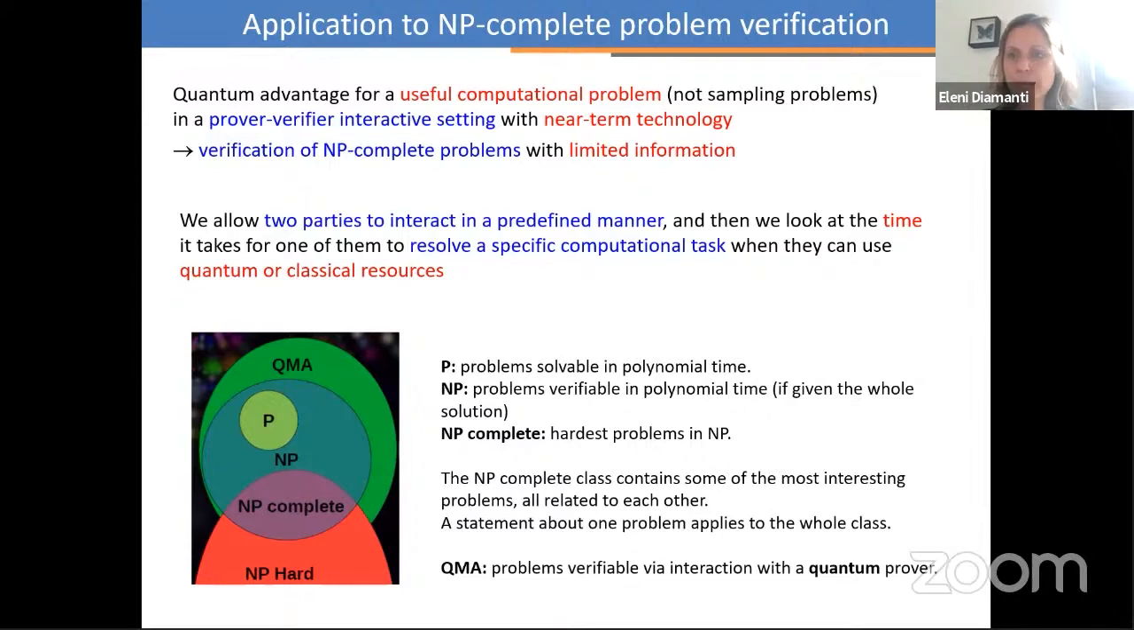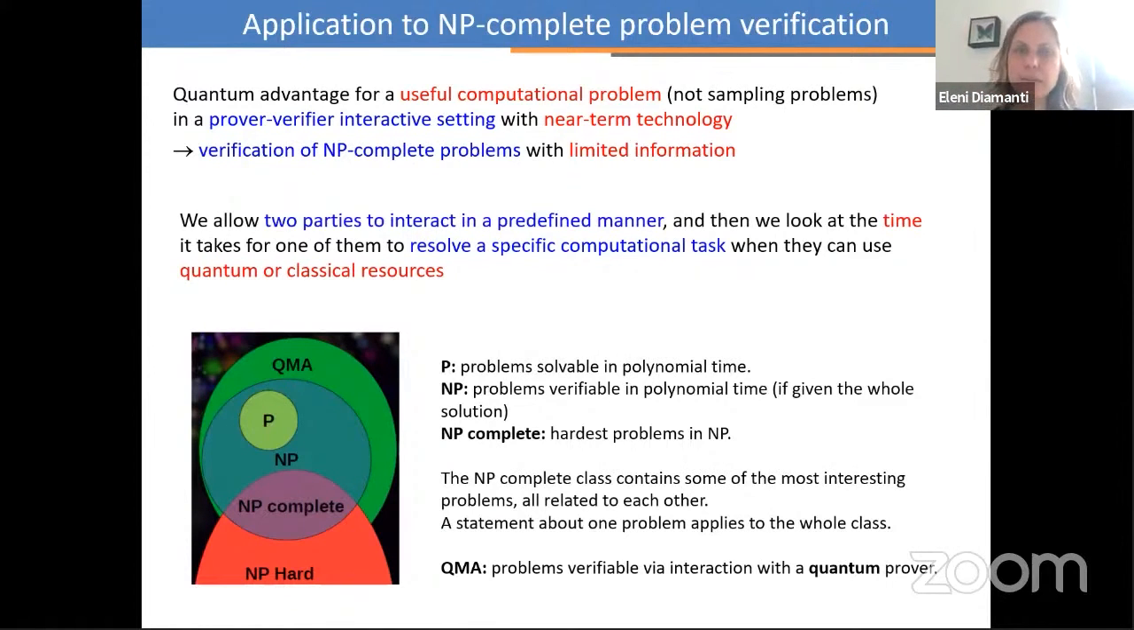A very quick reminder on complexity classes, to remember what NP is. For those of you who don't remember, P are problems that are solvable in polynomial time. NP complete problems are verifiable in polynomial time if the whole solution is given. That's why I'm insisting a lot on this limited information here. I'm going to explain again. Otherwise, it takes polynomial time. It's an easy problem to verify an NP problem. NP-complete problems are the hardest problems in the NP class, and they contain among the most interesting problems in computer science, and they are all related to each other. So when you make a statement about one, typically it applies to the whole class.